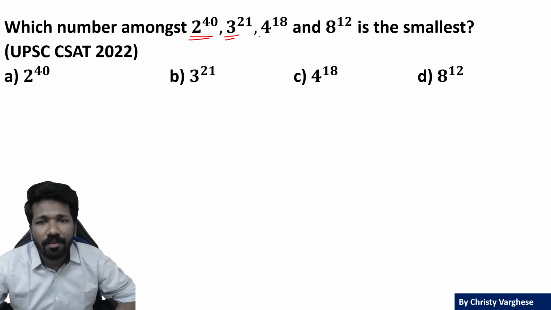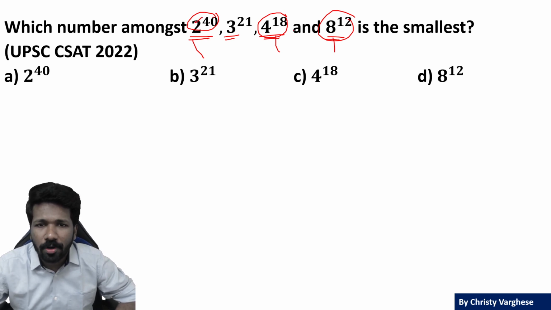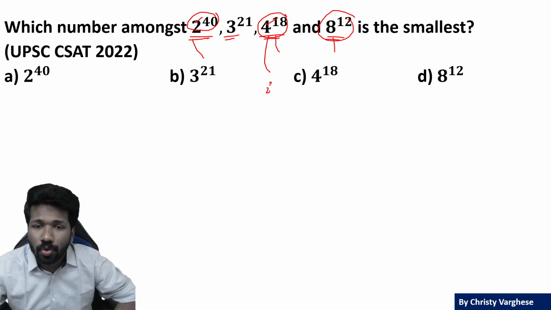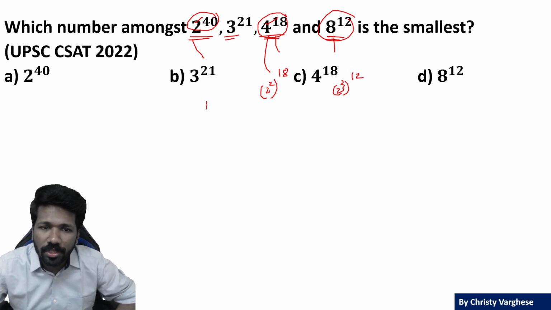3 raised to 21, 4 raised to 18, 8 raised to 12. In this, you can see 2 raised to 40, 4 raised to 18, 8 raised to 12. You can compare these numbers easily because this is a power of 2, this is a power of 4. But 4 is what? 4 is 2 square raised to 18. 8 is what? 2 cube raised to 12. So this is 2 raised to 40.